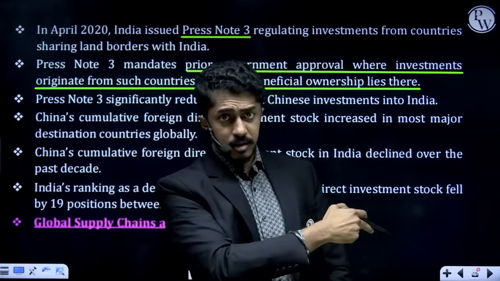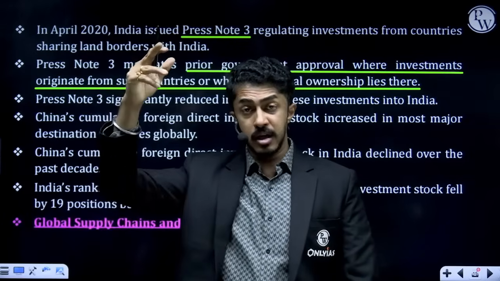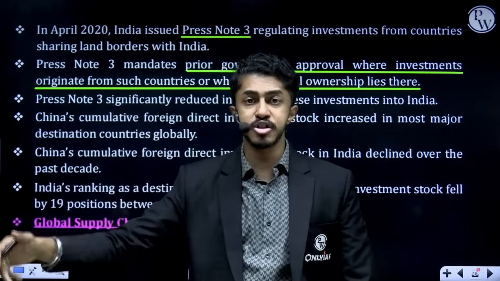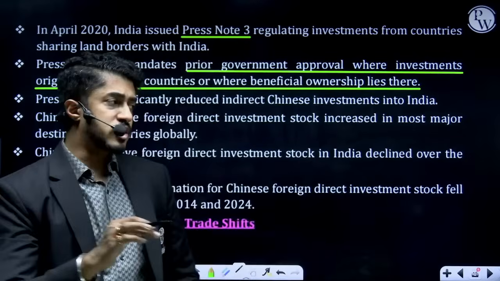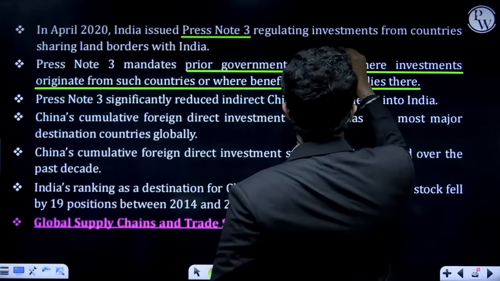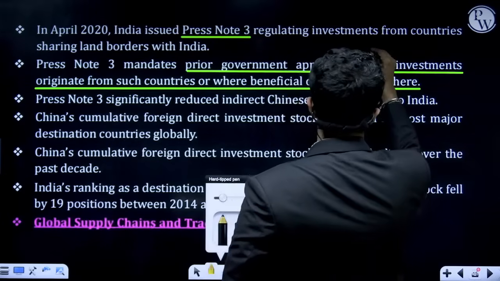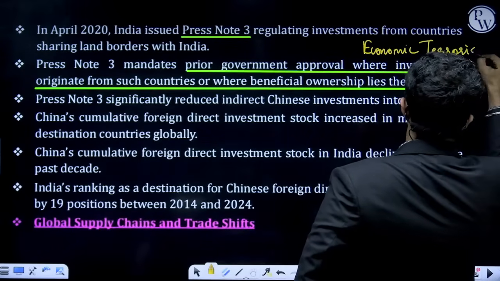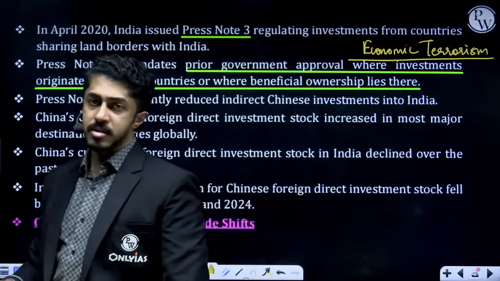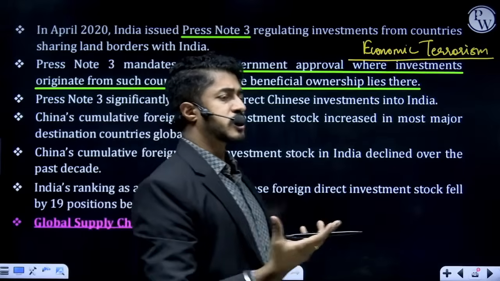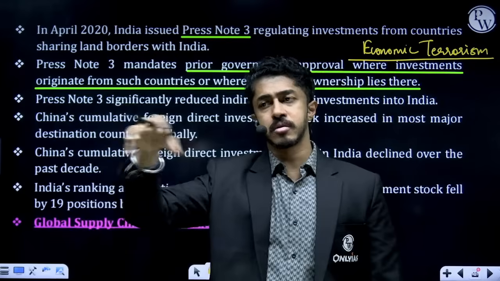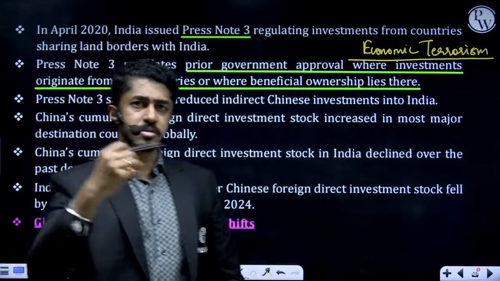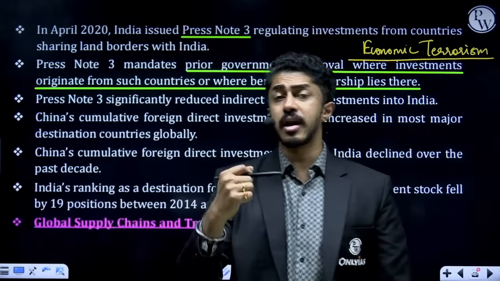So we are talking about Pakistan. We are talking obviously about China, Nepal, Bhutan, Bangladesh, Myanmar. The reason is the fear or largely the threat of economic terrorism. I can always say I'm going to make this much investment, that much investment, then I can pull it off. Suddenly, if I pull out huge amounts of investments, the share market will get affected, stock market will get affected.